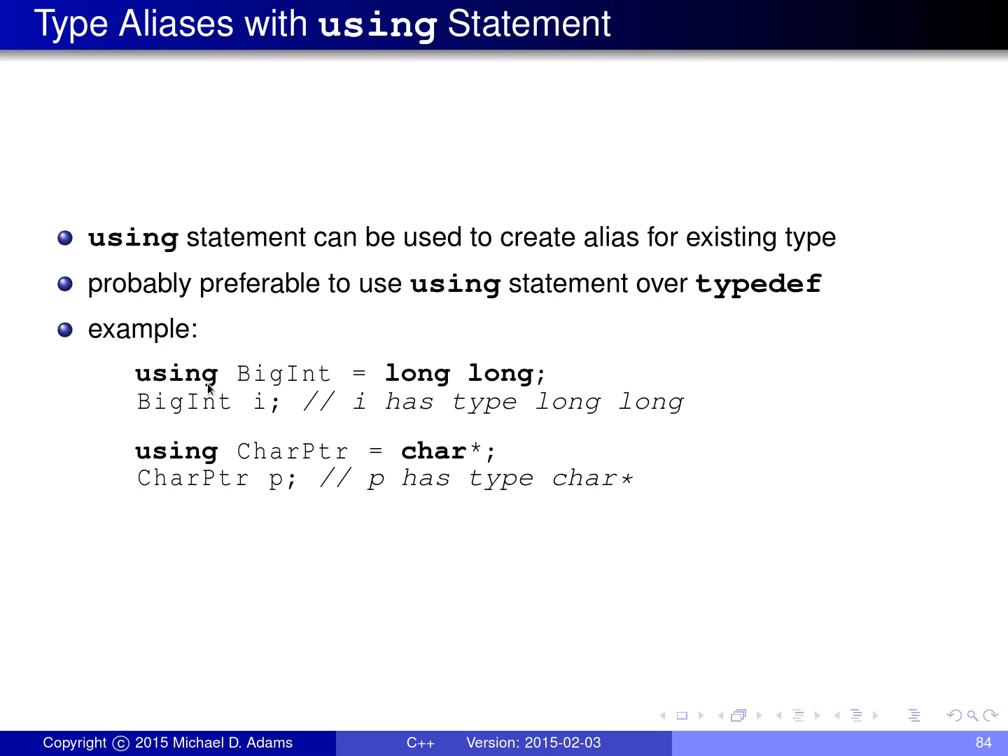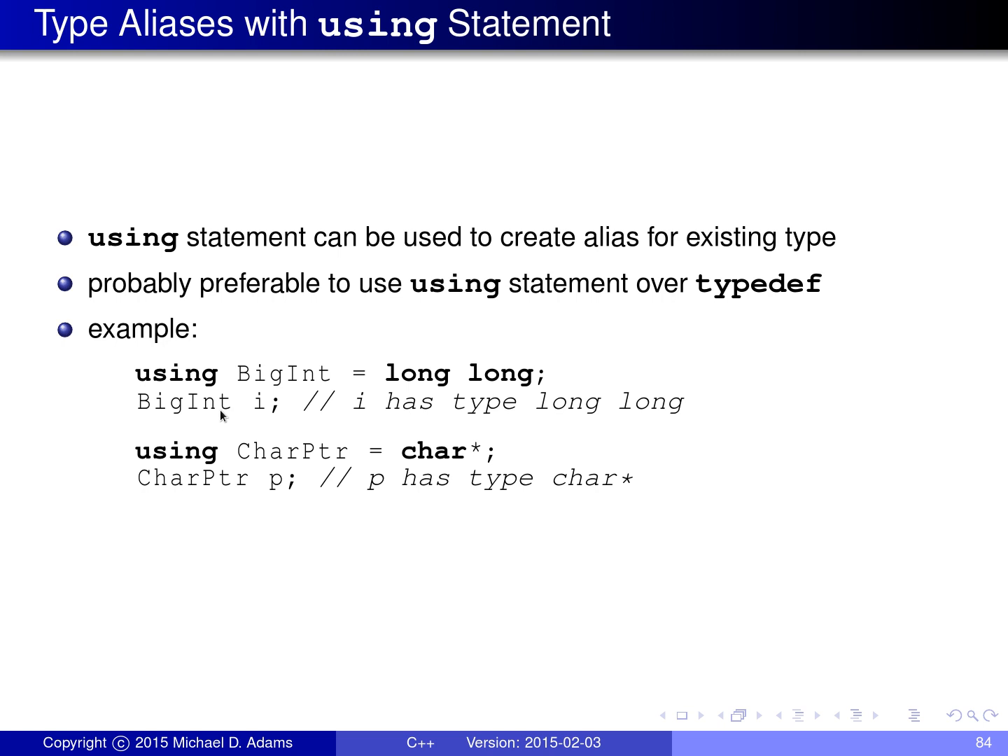So we say using, and then the identifier, which is going to name the type alias that we're trying to create, and then an equal sign, and then whatever existing type that our new type alias is supposed to be a nickname for. So this would make bigint essentially a nickname for long. And then we could write code, for example, we could say bigint I, and this is the same as saying long I. It's going to create a variable called I, which has type bigint, which is type long.